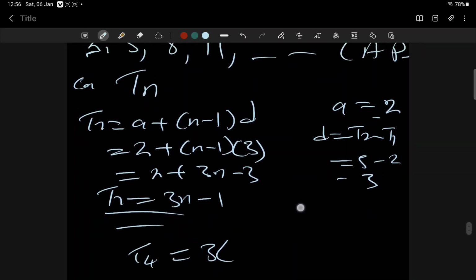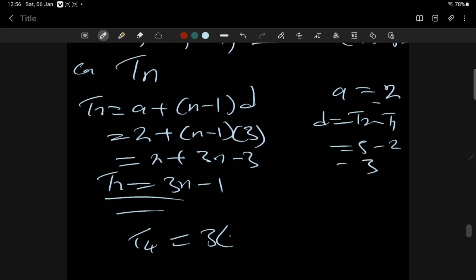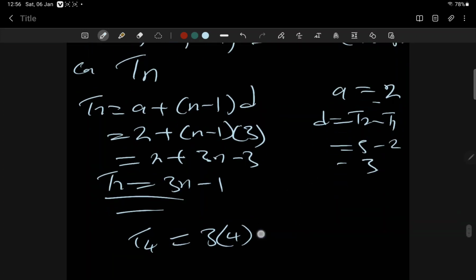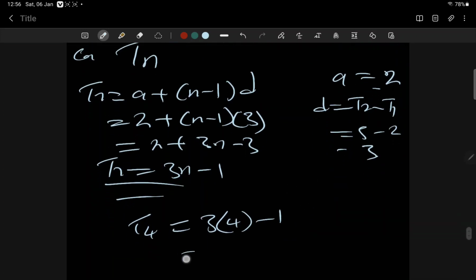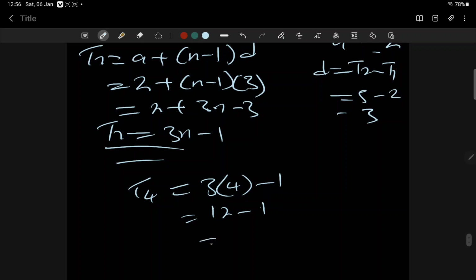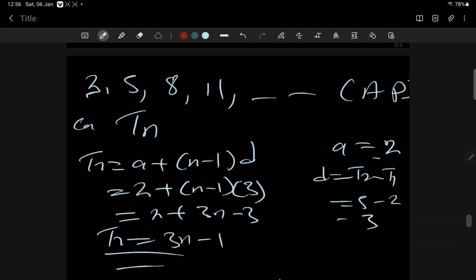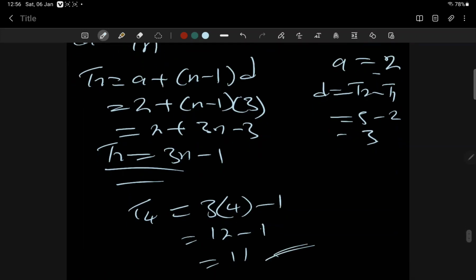3n. Oh, remember term number 4, sorry, that is 4. Then the formula, minus 1. Let's go and calculate. This is 12. Then it is 12 minus 1. That is 11. Let's see. Yes, 11. So which means we write.